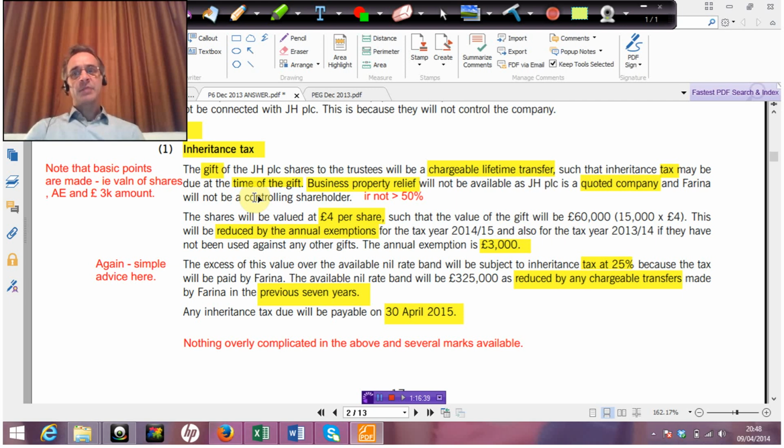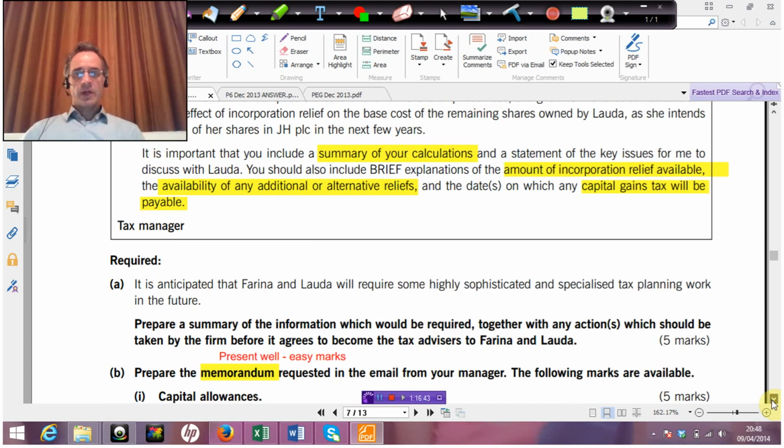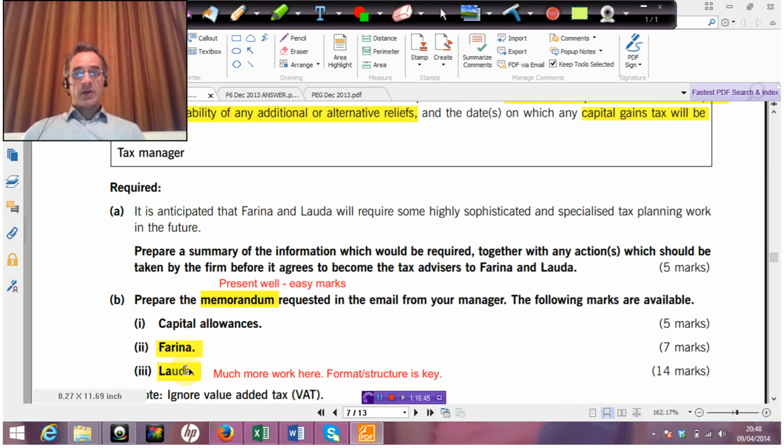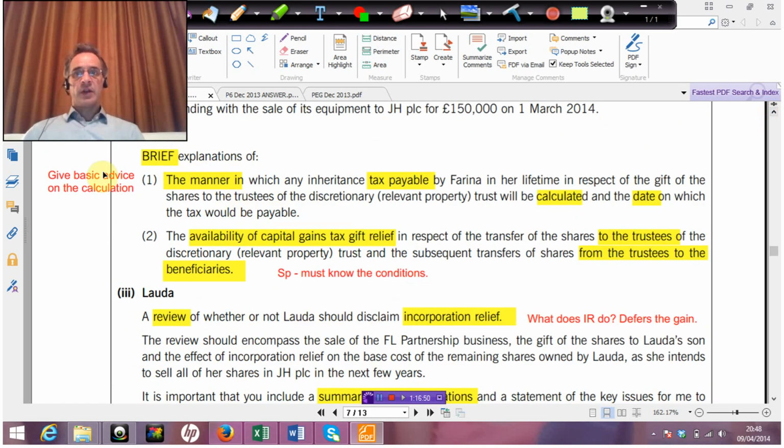Yeah, an explanation. What they've said specifically is provide a memorandum for Farina, and then just up here they've got the detail. They said a brief explanation, the manner in which the IHT is payable and the date payable. Explanation of the reliefs to the trustees, or the transfer of the shares to the trustees, and from the trustees onwards to the beneficiaries. Okay, so basically an explanation.